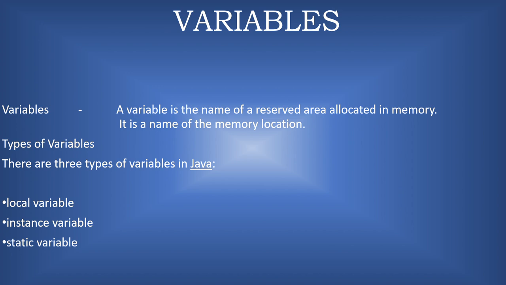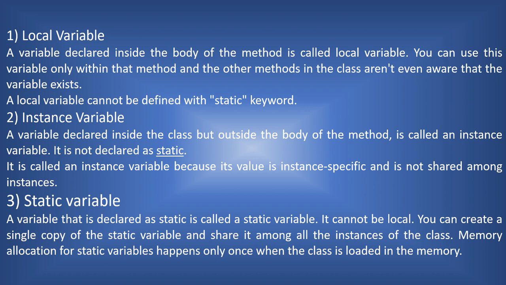Then comes the next term, variables. A variable is the name of a reserved area allocated in the memory. You can also say it is a named memory location. And there are three different types of variables in Java: first, local variables, then instance variables, and static variables.